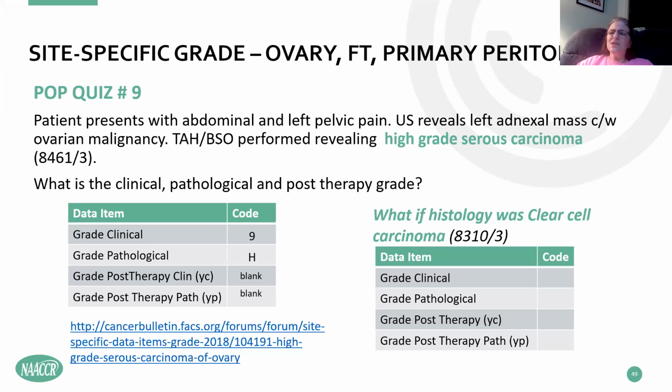And what if the histology was clear cell carcinoma? So one thing I forgot to mention on the other slide is we have some histologies that you just don't grade. So once again, we have a grade clinical as 9. Our grade pathological would be 9 because those other histologies are not graded. So you would code 9. And remember, for grade, code 9 is a valid code. Do not be afraid to code that 9. I know people don't like coding unknowns, and we understand that, but sometimes it is appropriate.